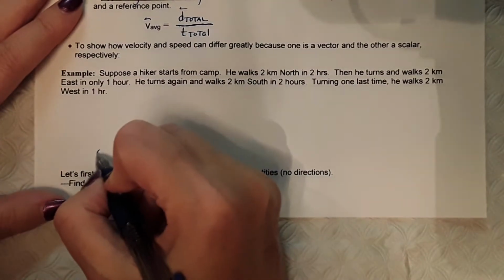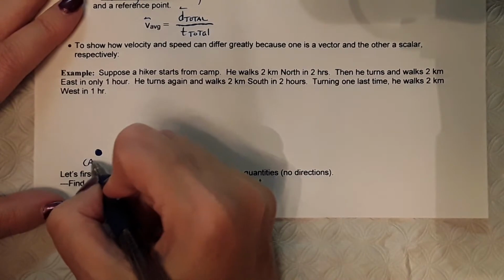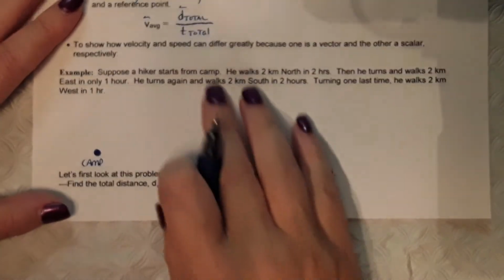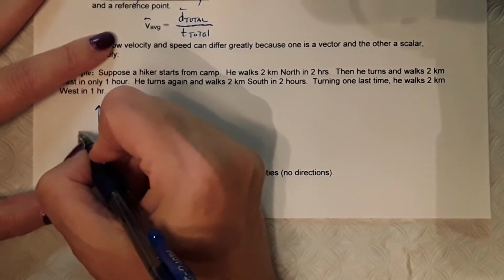Suppose you have a hiker that starts from camp. All right, so that dot represents camp. And this hiker walks 2 kilometers north in 2 hours.